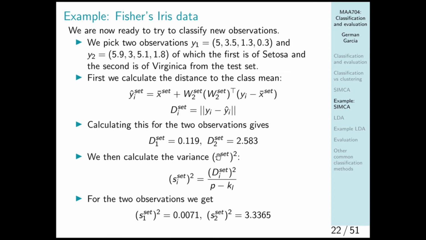So we calculate the variance for the Setosa class. What we get is the first variance is 0.0071, the second variance is 3.3365. Now one is very small, one is very high. This already gives us a hint that one of them is obviously from Setosa and the other one is obviously not from Setosa.